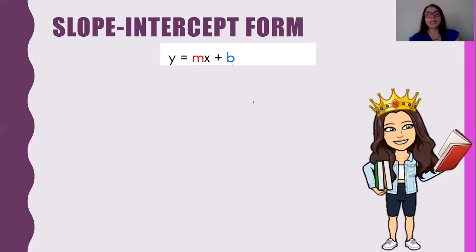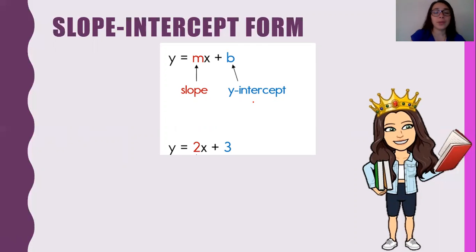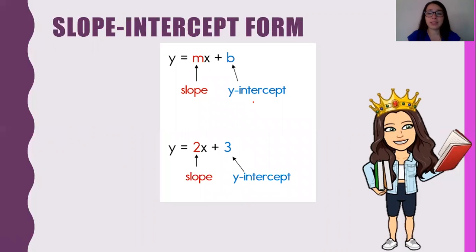Slope-intercept form is y equals mx plus b. M is the slope, as we've mentioned before. B is the y-intercept. So when we have an equation that looks like y equals 2x plus 3, right away I should be able to identify my slope and my y-intercept.